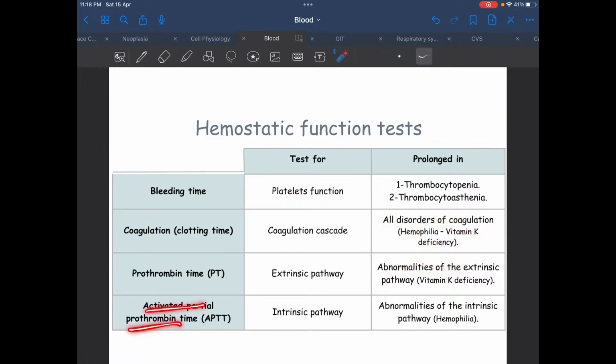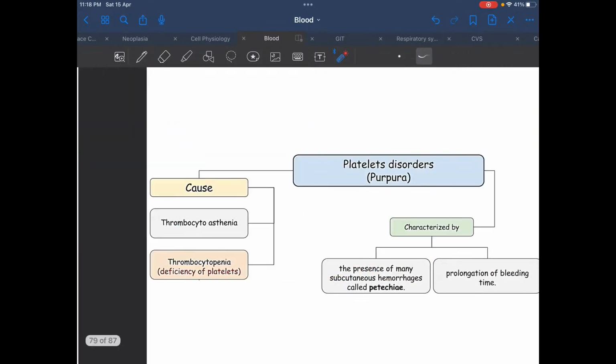In case of APTT, we have hemophilia as an example. We know hemophilia A is for 8 deficiency, hemophilia B is 9 deficiency. So in this case, 8 and 9 are participating in what? They're participating in the intrinsic pathway of coagulation. So in this case, APTT will be prolonged, but the PT will be more or less normal in those cases.